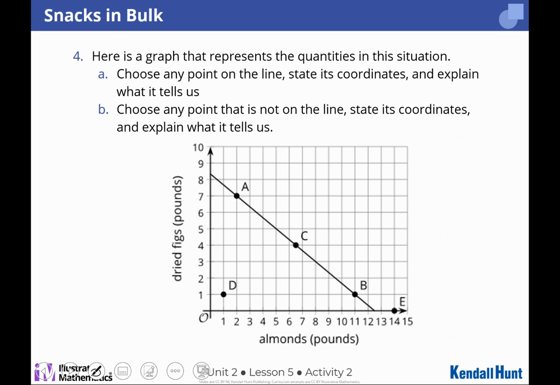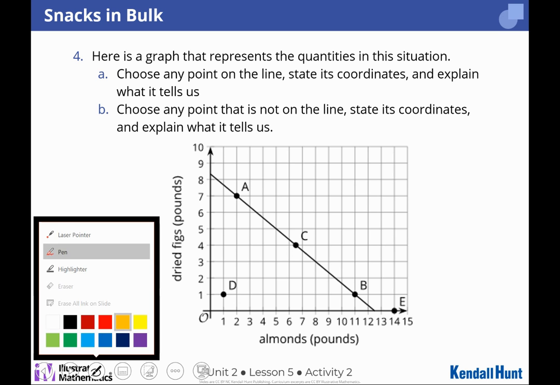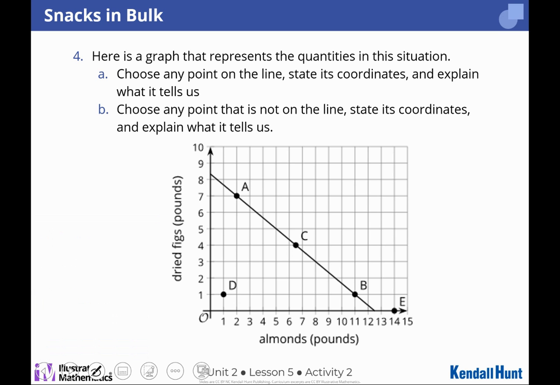Looks like this. Number 4 says, here's a graph that represents the quantities in the situation. A, choose any point on the line, state its coordinates, and explain what it tells us. B, choose any point that is not on the line, state its coordinates, and explain what it tells us. So I'm just going to go ahead and talk about each of these.